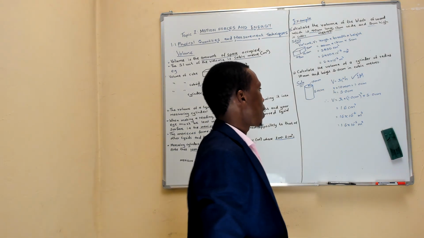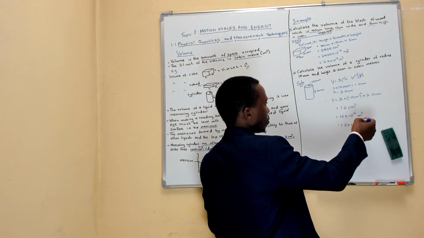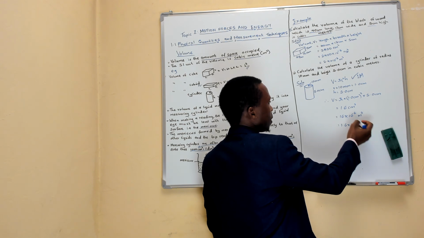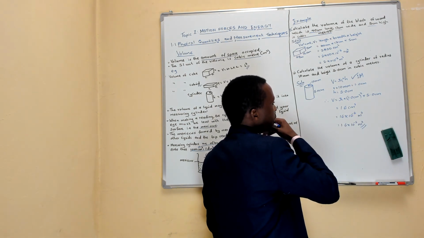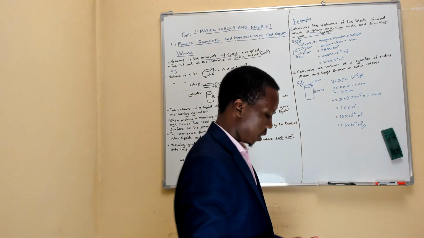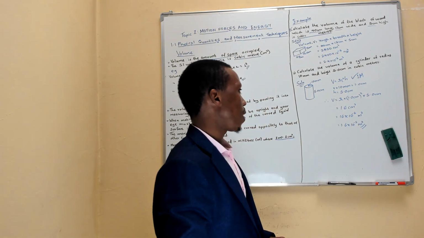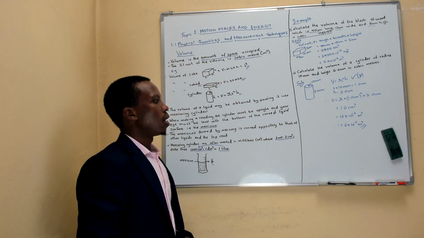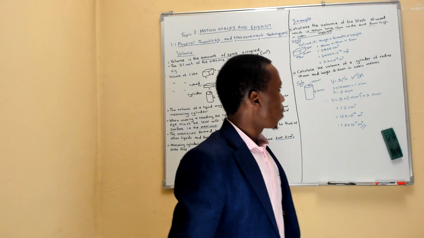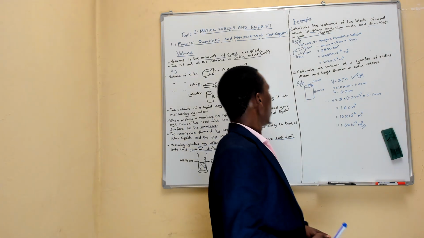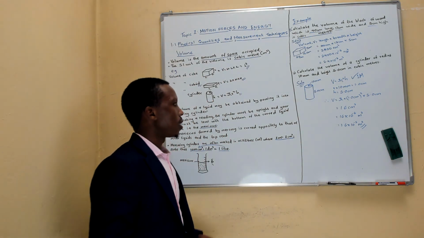Then again convert 16 cubic centimeters to cubic meters by multiplying it by 10 power negative 6, and you get 1.6 times 10 power negative 5 cubic meters. That's all about volume and the example.